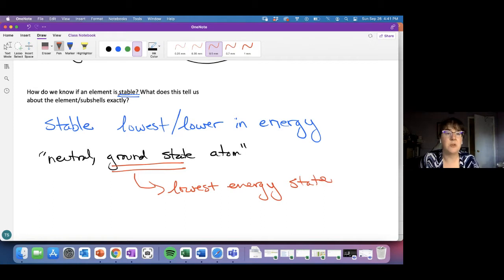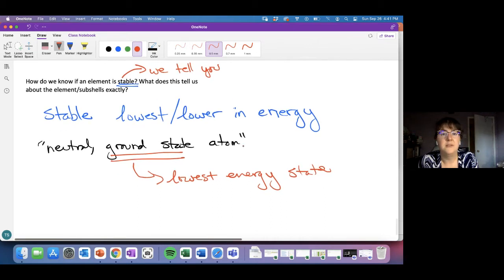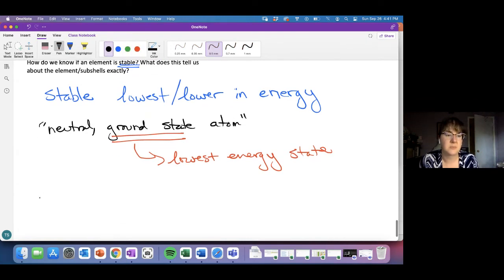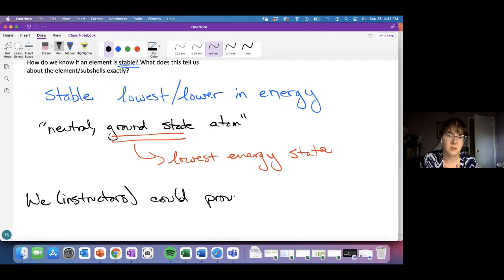So the short answer to how do we know if an element is stable: usually we tell you. Frankly, usually we just tell you. Now we can do things with excited states, so that is an option. But if we're going to do excited states, usually we have to provide those for you. So we, the instructors, could provide an excited state.